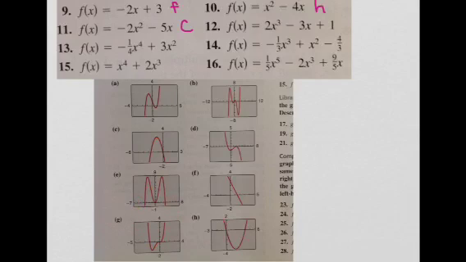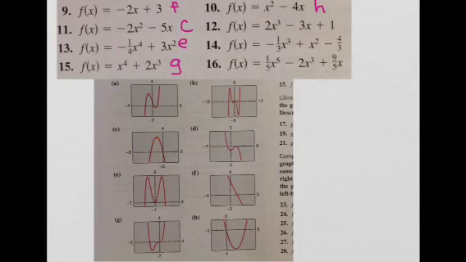Now, how do you know which to pair up with which without using a graphing calculator? Well, you look at the A value. So 13 is negative, 15 is positive. So 13 is going to have a down-down end behavior, so that's going to be letter E. And 15 is going to be an up-up, so that's going to be letter G.